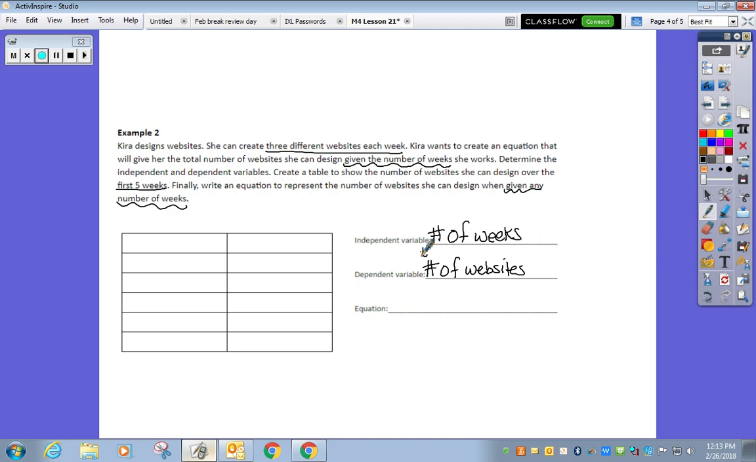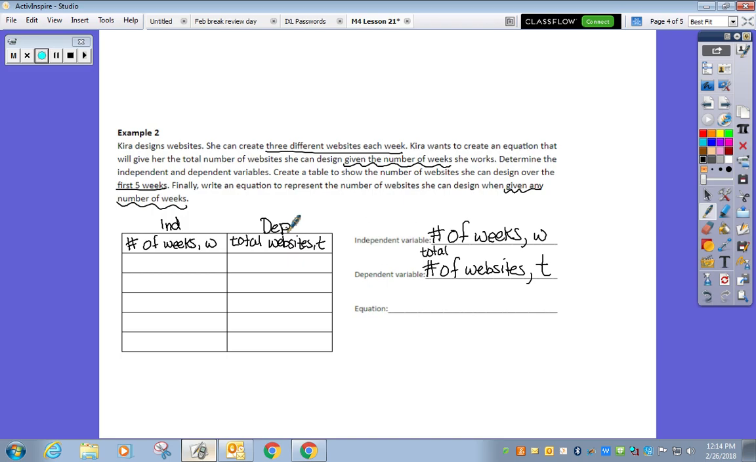And I'm actually going to write total number of websites. I need to differentiate between the weeks and websites. For weeks, I'll use W, and then for total number of websites, I'll use T for total. So when I go to make my table, the number of weeks, or W, will go in my first column, and the total websites, or T, will go in my second column, independent on the left, dependent on the right.